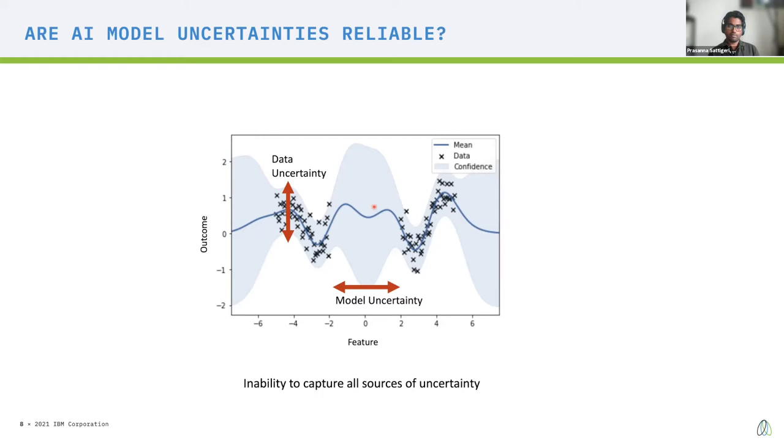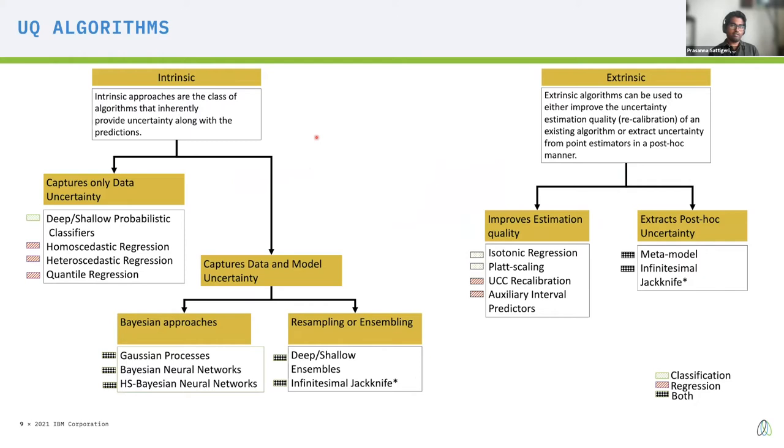So that brings us to this next point. We need metrics and algorithms which have diverse properties. They should be able to capture data uncertainty, and they should be able to capture model uncertainty. And there are some trade-offs in the sense of how much computational power we have, how much data we have, and so on. So each situation might require us to use a model with different properties.